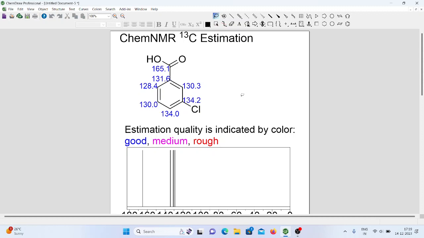So we will continue the ChemDraw and discuss the remaining portions in the next video.